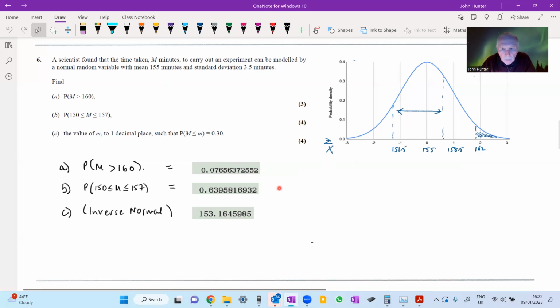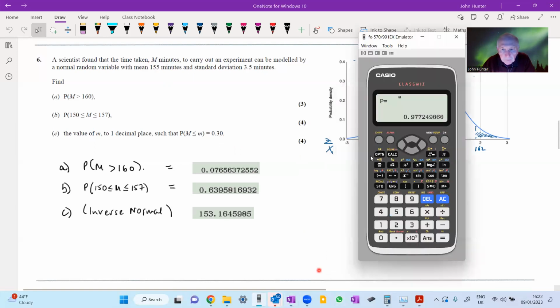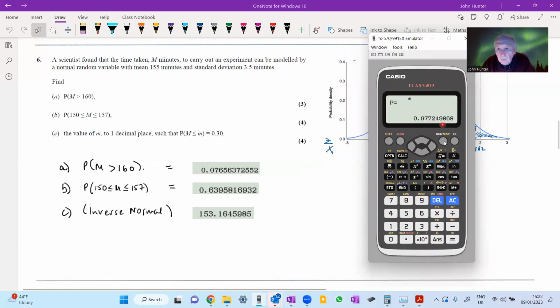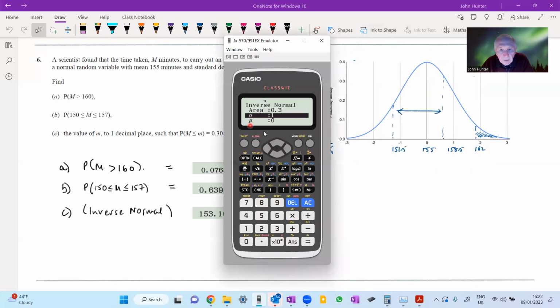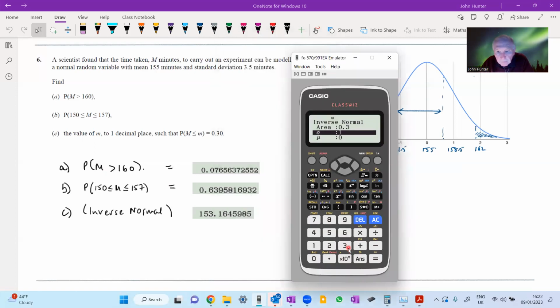Okay, so how do we do that? Well, we have to get our calculator up, guys. Again, what we're looking at is the inverse normal. So if we look at the inverse normal, we're looking at an area of 0.3. And we do know the mean and standard deviation here. The standard deviation is what's told up now, 3.5, and the mean is 155.